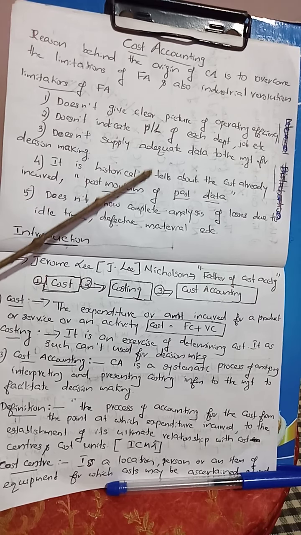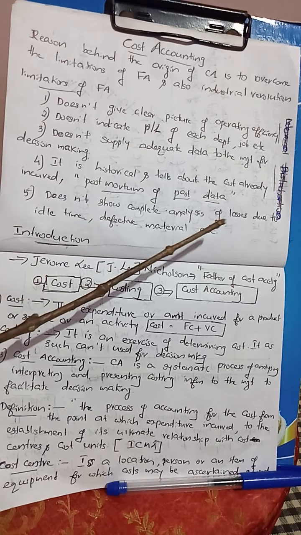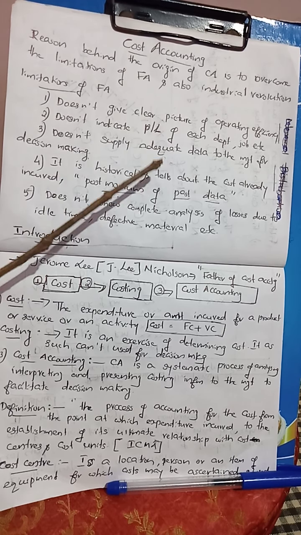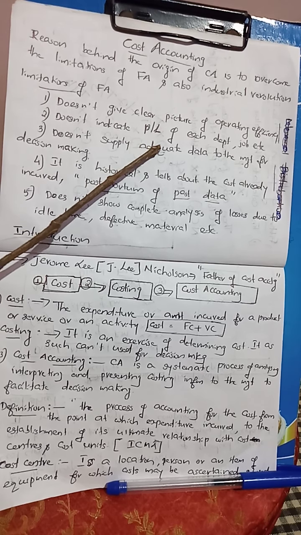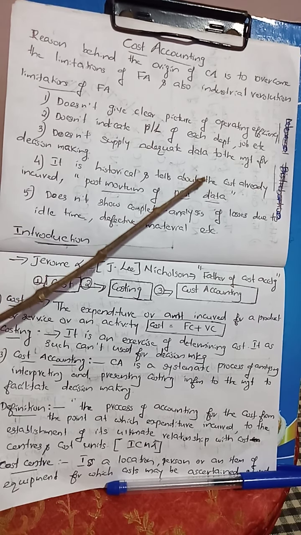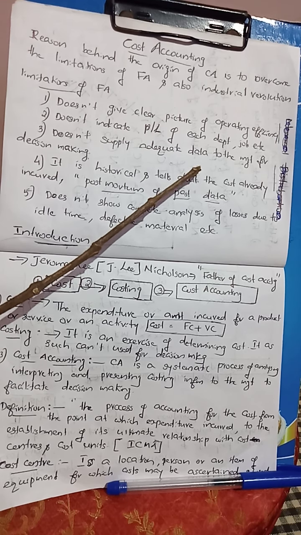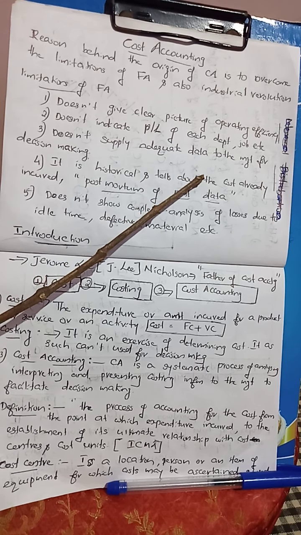Then, it does not supply adequate data to the management for decision making. One of the important activities of the management is to take better decisions about the functioning of a business enterprise. The data supplied by financial accounting are not adequate for taking the correct decision with regard to costing data.